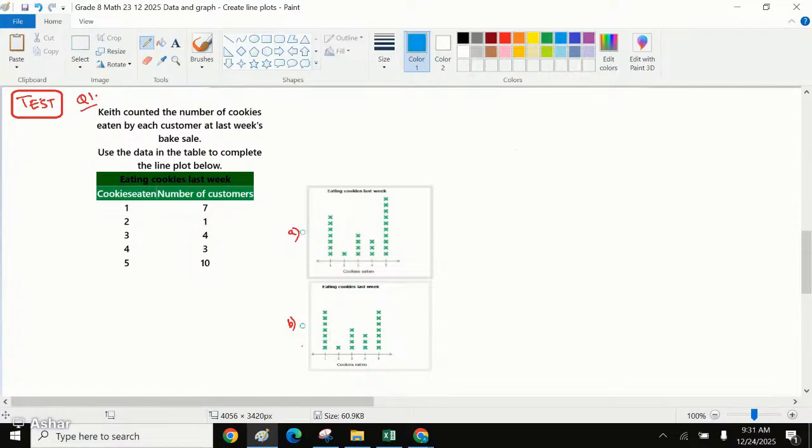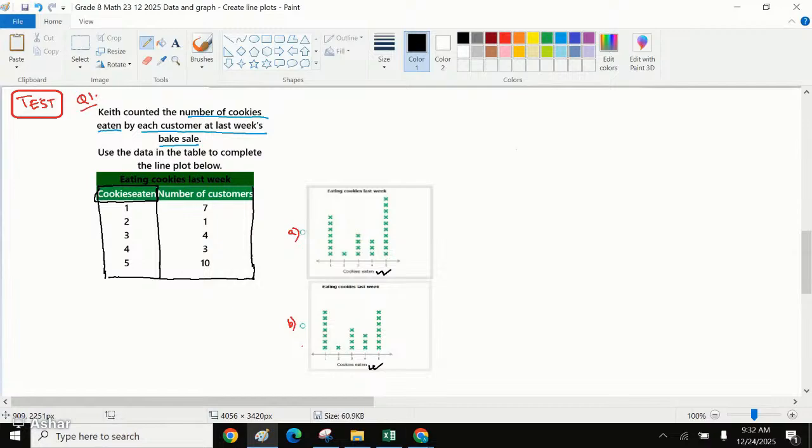The question says Keith counted the number of cookies eaten by each of the customers in the last week's bake sale, right? So what we have over here is number of cookies and number of customers. These are the two categories that we are catering right now. On the x-axis, it should always be the horizontal axis, number of cookies. Can we see number of cookies eaten and cookies eaten, right? The labeling of the horizontal axis is correct for both the cases.